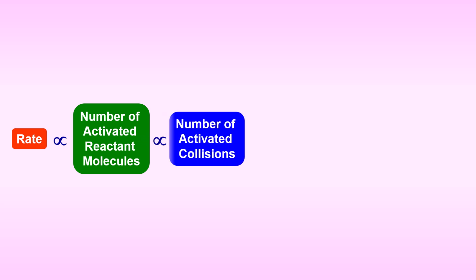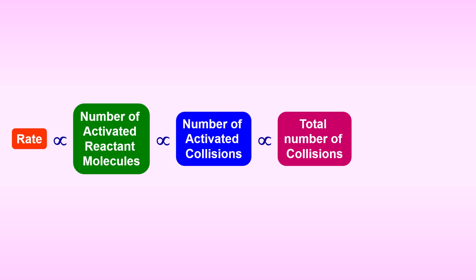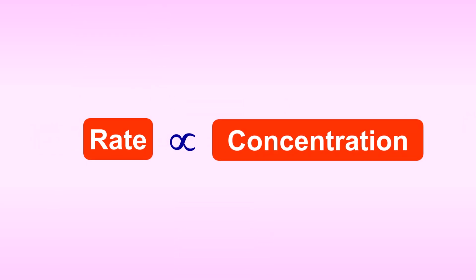Thus, the rate of a chemical reaction depends on the number of activated molecules formed, and the number of activated molecules is directly proportional to the number of activated collisions. These activated collisions in turn depend on the number of molecular collisions taking place. And finally, the total number of collisions is proportional to the concentration of reactants. Therefore, we can conclude that the rate of a chemical reaction is directly proportional to the concentration of reactants.